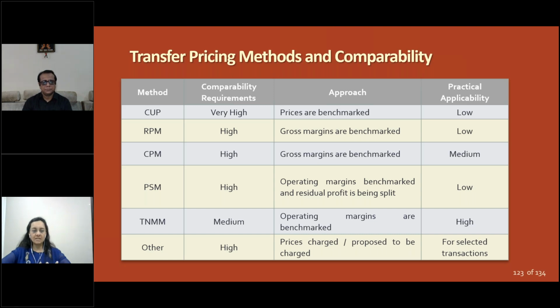For PSM, comparability requirement is high. Operating margins are benchmarked with residual profit and contribution analysis. Practical applicability is very low. TNMM has medium comparability. Operating margins are benchmarked. Practical applicability is high. For other methods, requirements are high. Prices are compared, and it is used for selected transactions only. So this is a quick recap.